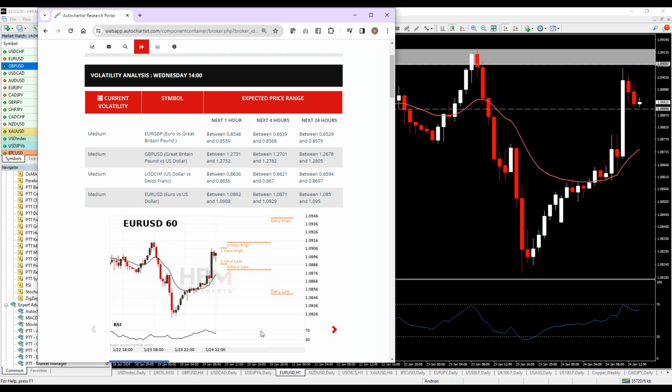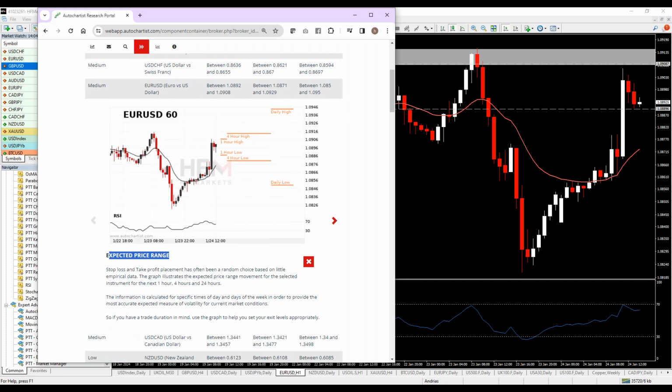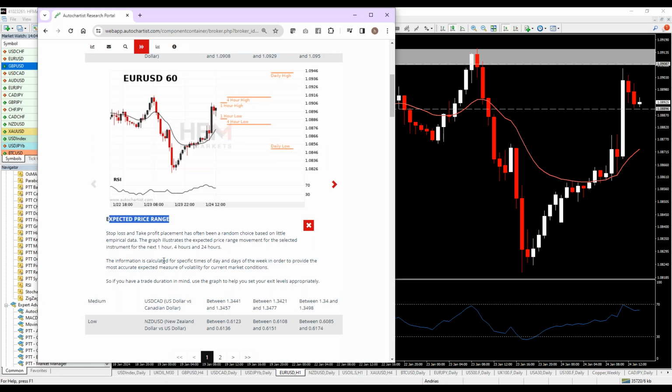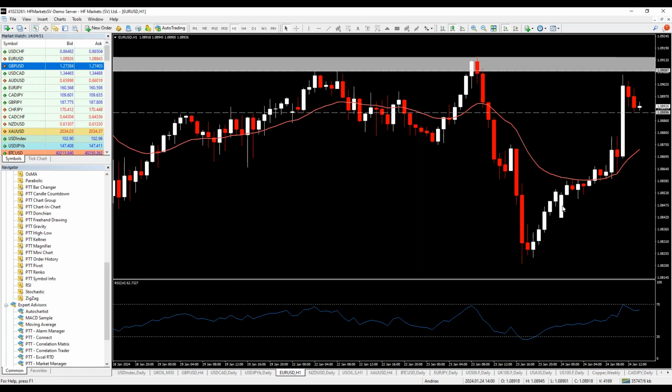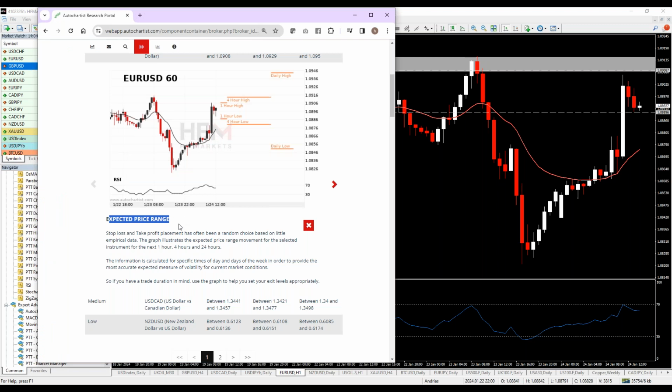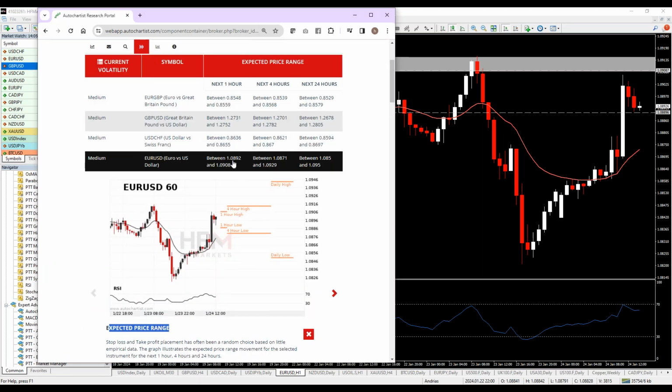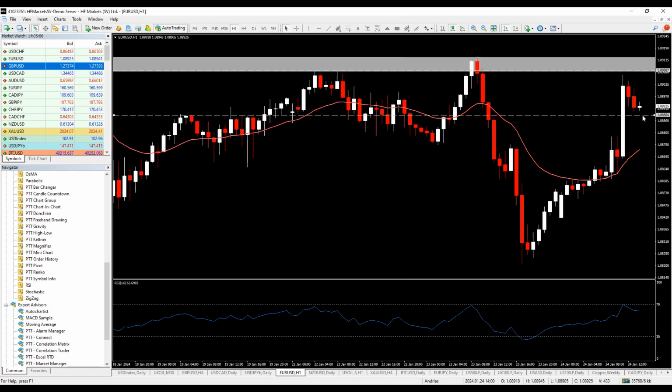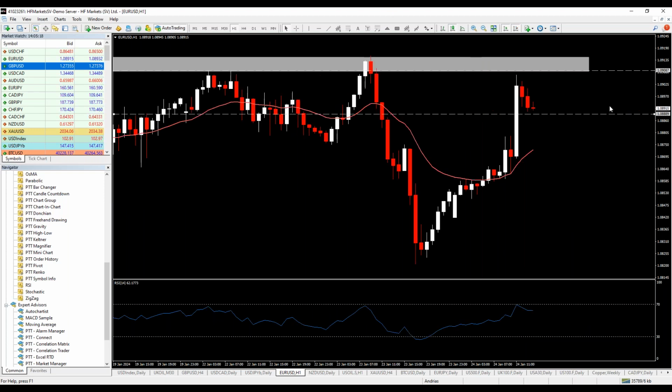Okay, let's do it otherwise. Actually that's okay, because it suggests that for the next hour, it will move within 108.92 to 109. So it's saying that within the next hour it will stay in this range and move sideways between these two levels. In the next 4 hours, what does it tell?